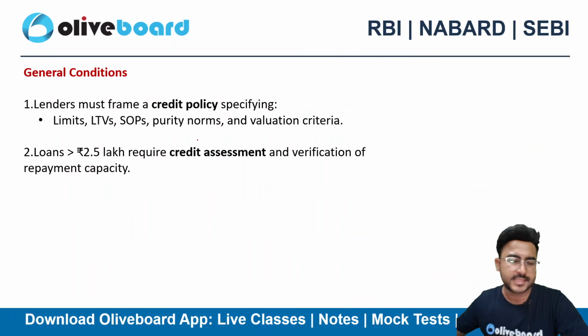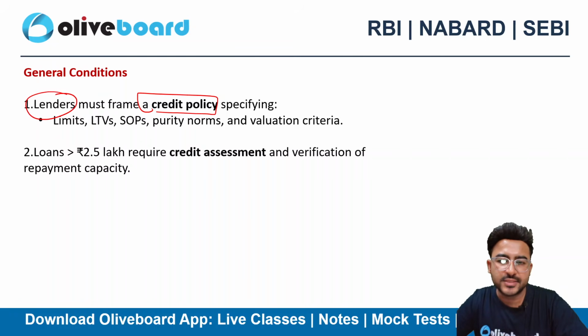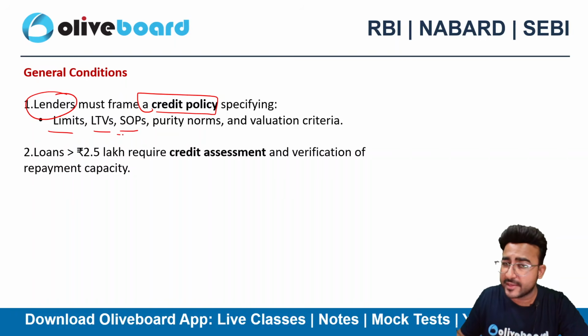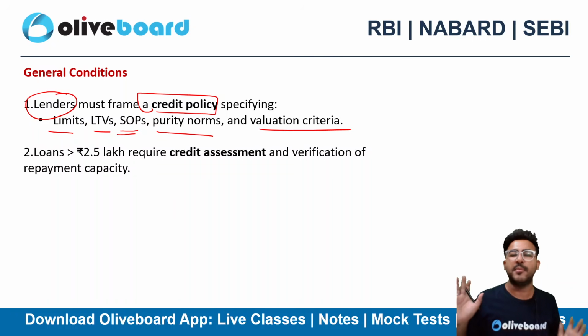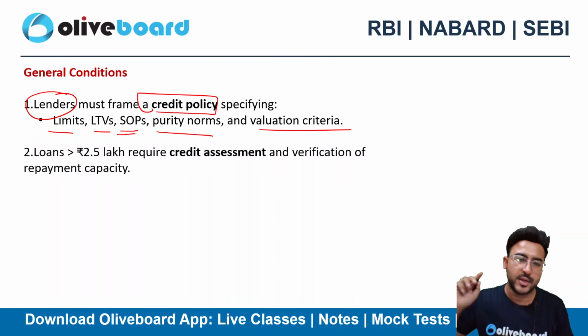Okay, let's continue. General conditions: the lender must frame a credit policy. If you are lending to someone on the basis of gold or silver, coins, jewelry and so on, then you need to have a credit policy. You need to specify the limits, LTV, you should have standard operating procedures, you should have purity norms and valuation criteria well established. Then only you can lend, right? You need to have a credit policy here.